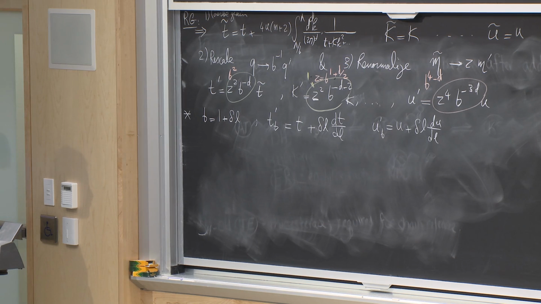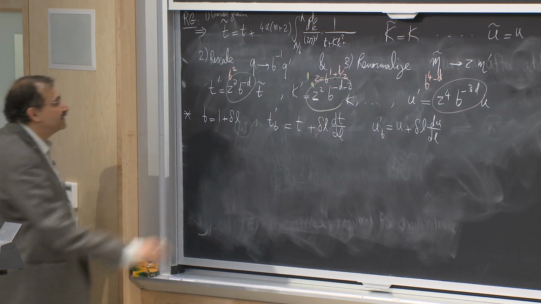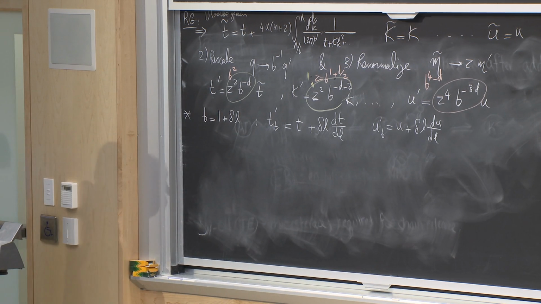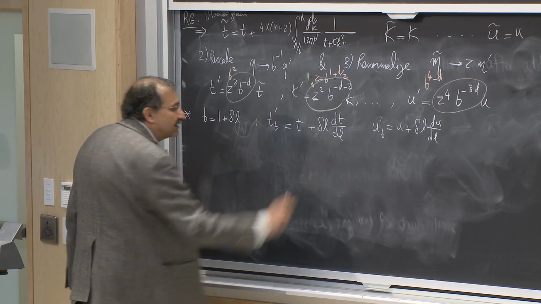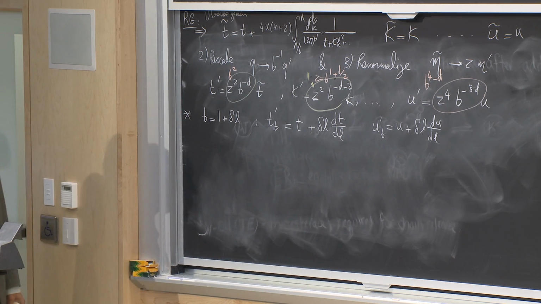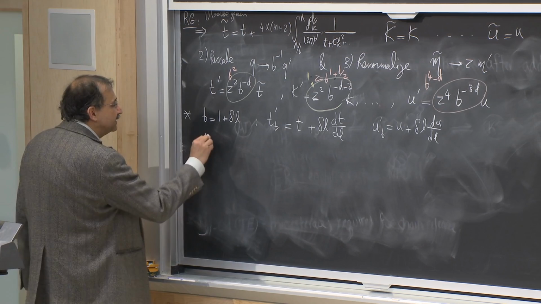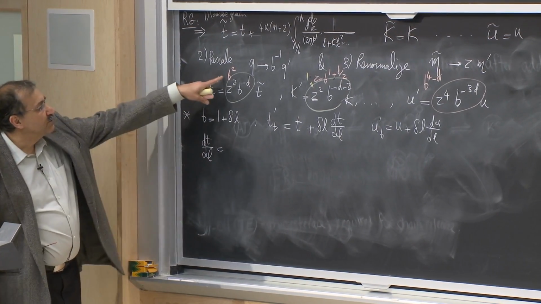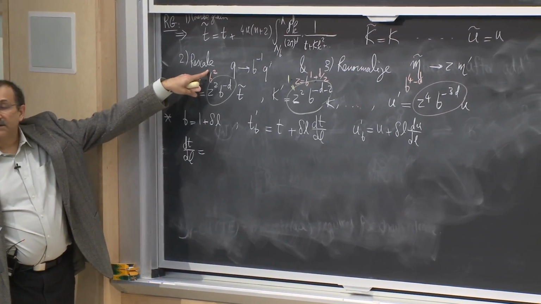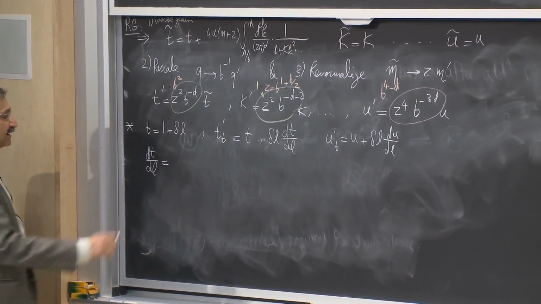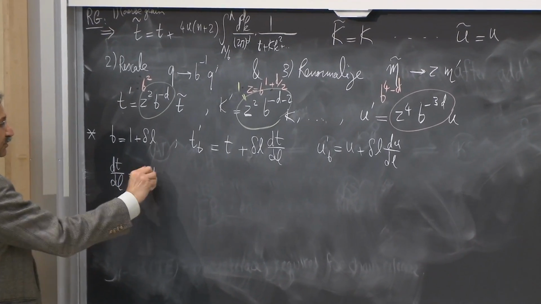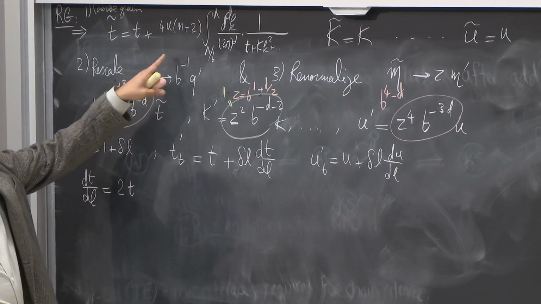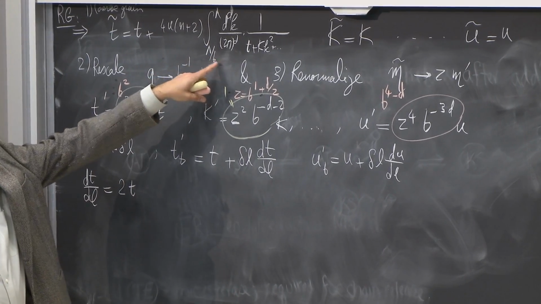Once I do that, these jumps from one parameter to another parameter can be translated into flows. And for example, dt by dl gets a contribution from writing b squared as 1 plus 2 delta L that is proportional to 2 times t. And then there is another contribution that is order of delta L.